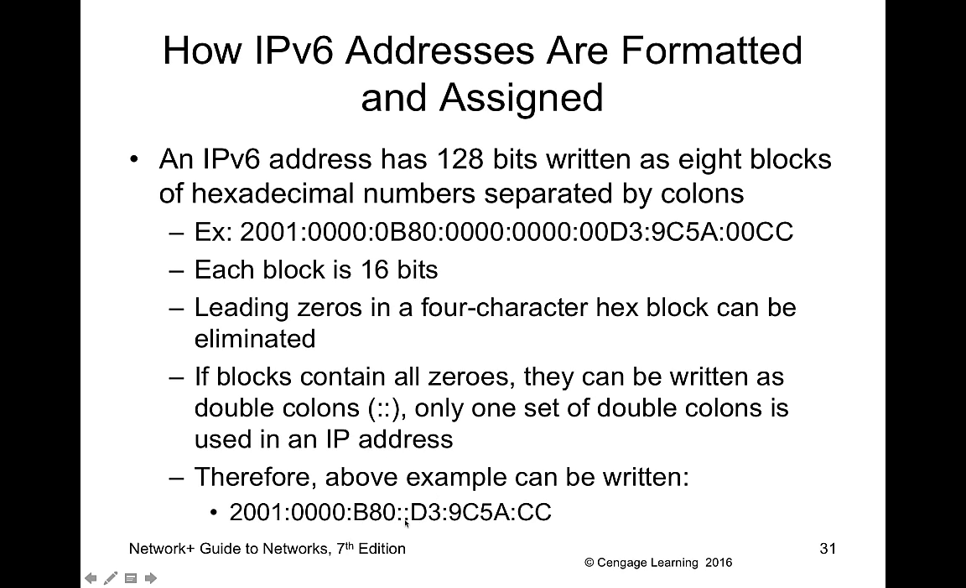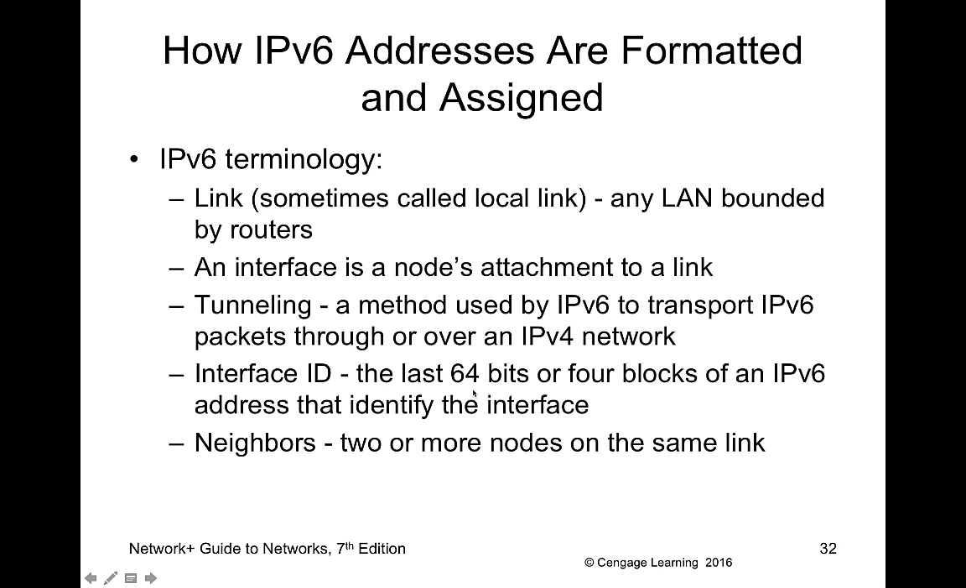You can wipe them out and replace it with just these 2 colons down here at the bottom. So if the block contains all zeros, just use the colons. Easy enough there. IPv6 link, sometimes called link local, is any LAN bounded by routers, and the interface is the node's attachment to the link. We also have tunneling. That's a way of sending IPv6 through IPv4. It says it's a method used by IPv6 to transport IPv6 over an IPv4 network. They are fully compatible.